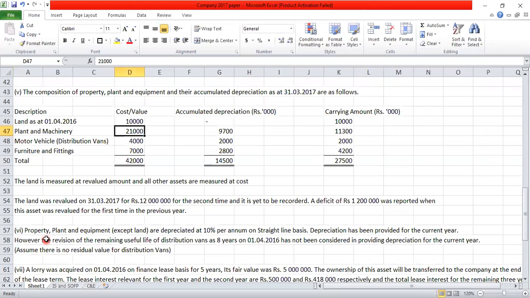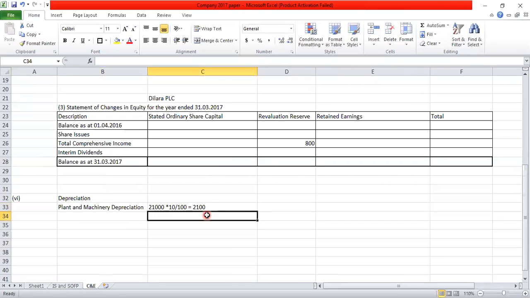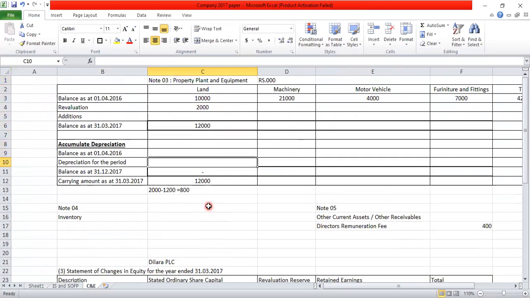Now again, let me read the sum. It says that property, plant, and equipment except land are depreciated at 10% per annum on straight line basis. So I have calculated 10% per annum. 2,100 is my depreciation for plant and machinery. I will record here 2,100 as depreciation for the year.